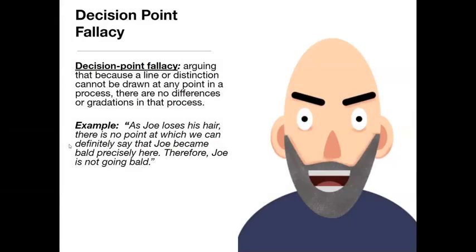Or people use this with income, right? You might say, well, because there's no clear demarcation between rich and poor, and this person has X amount of money, therefore they're not rich, right? Well, yeah, it might not be $1, but clearly there is a gradation or a spectrum of wealth. So just because we can't draw a clear line between certain classes doesn't mean there is no gradation. So this is called the decision point fallacy.